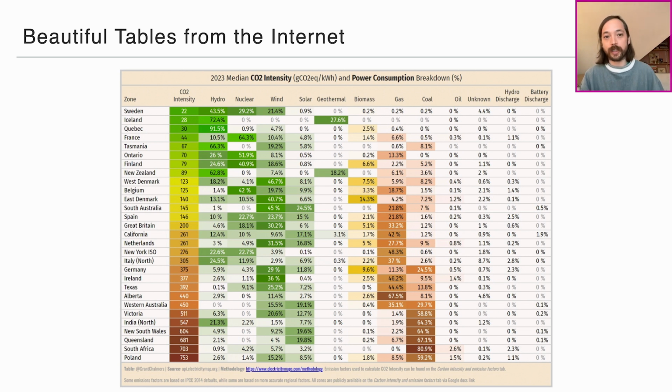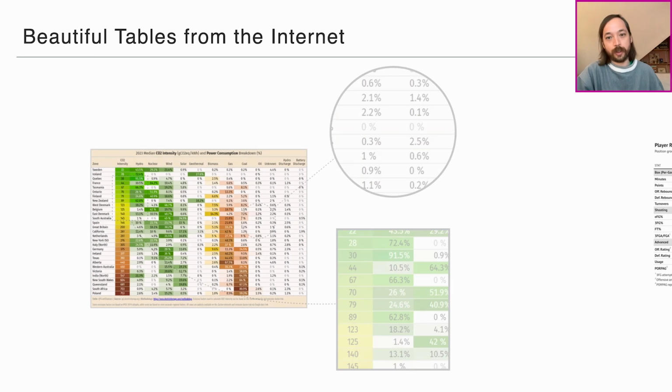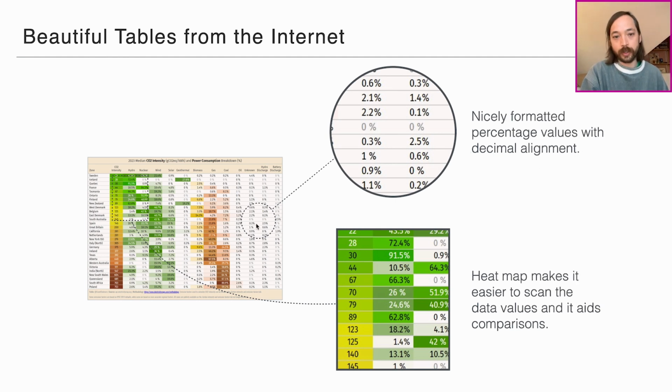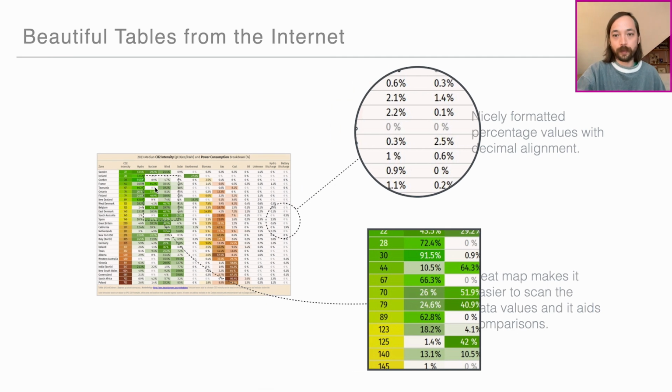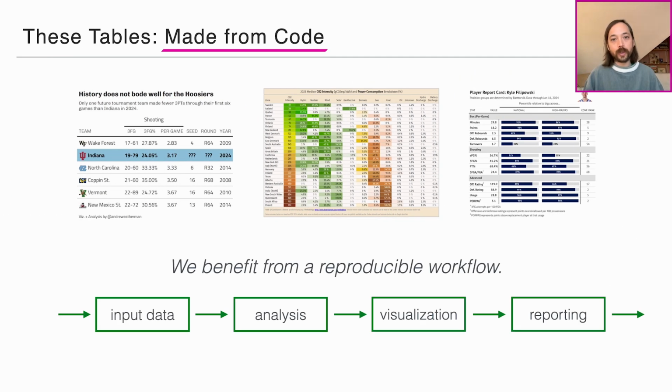And we're able to see through this heat map trends that countries that tend to have low CO2 intensity tend to use cleaner sources. So this is a really neat way that tables can provide heat map information to people. We have nicely formatted percentage values, and then a heat map here to make it easier to pull out patterns. All right. So these 3 tables are made from code, and that's part of the power that you can basically maintain a reproducible workflow in Python, where you take data from input to reporting, all with Python code.